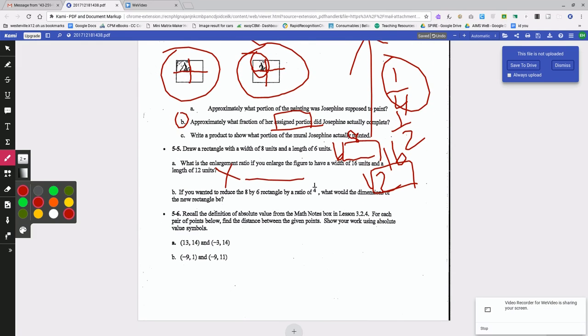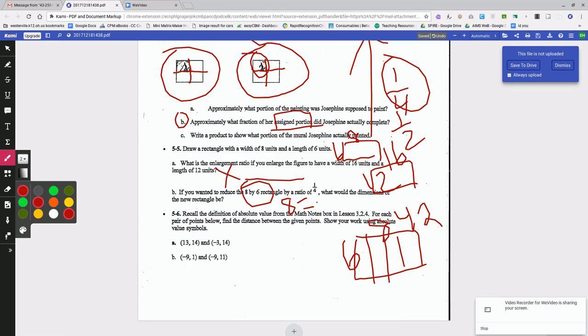If you wanted now to reduce the 8 by 6 by a fourth, what would the dimensions be? So if I come over here, I want to take a fourth of my 8 and a fourth of my 6. The easiest way, kind of like how we split things in half and then in fourths today: if you split 8 in half, you would have 4. And if you split 4 again in half, you would get 2. So that 8 becomes a 2. Same thing with 6. We divide it in half, which is 3, and if you divide 3 in half again, you would get 1.5. So your new shape would have sides of 1.5 and 2.